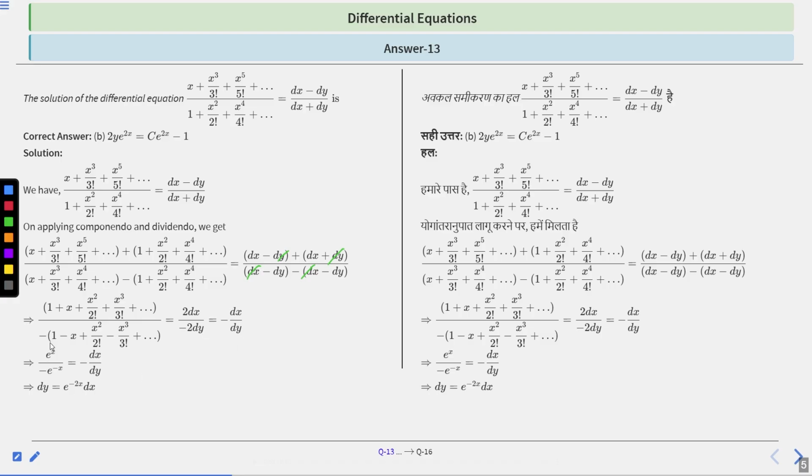Right, therefore we will get e to the power x upon minus of e to the power minus x is equal to minus of dx upon dy, right? Therefore minus and minus will cancel out on both sides. Therefore we will get dy is equal to e to the power minus 2x dx. Got it?